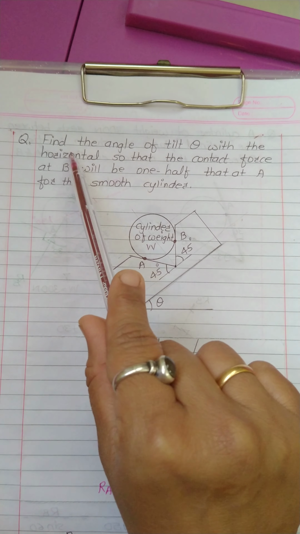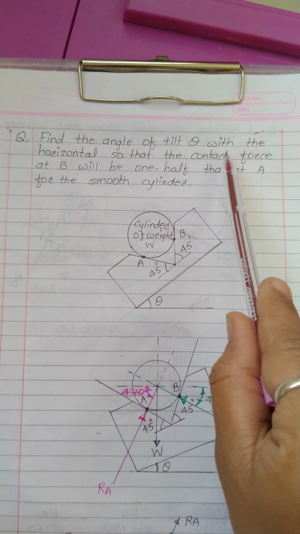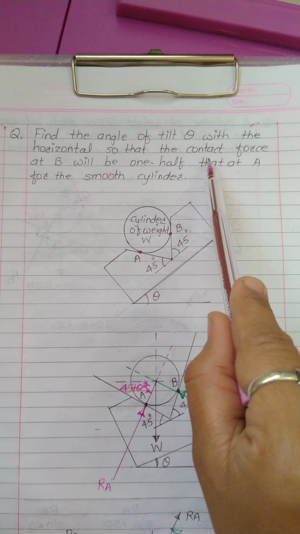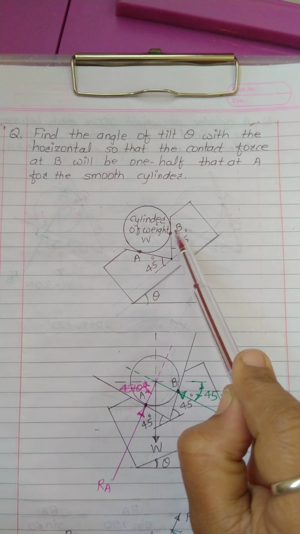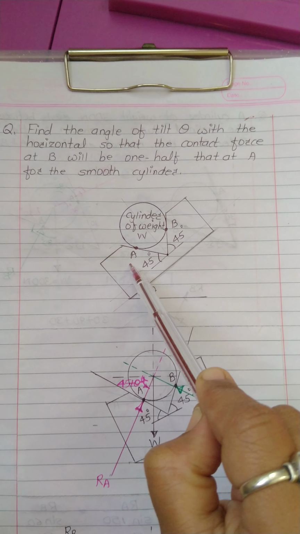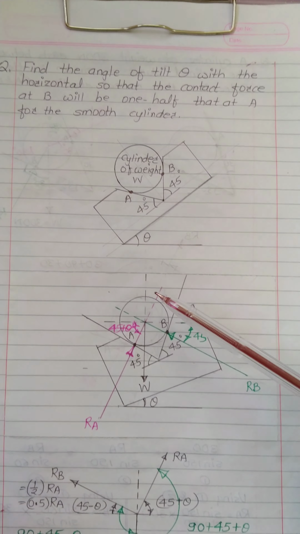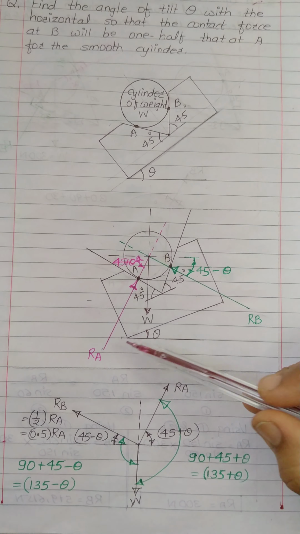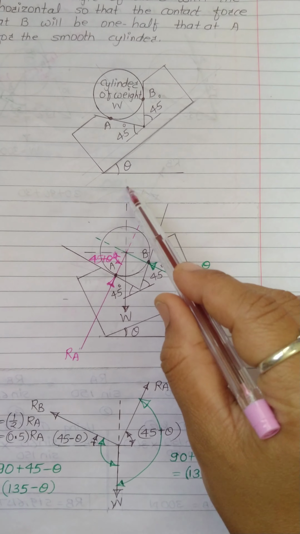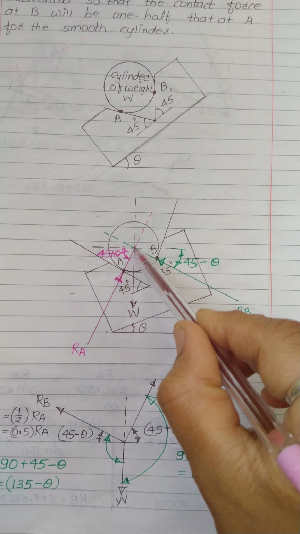Now look, the numerical is: find the angle of tilt theta with the horizontal so that the contact force at B will be 1/2 of the contact force at A for the smooth cylinder. Now look, we have to draw the sketch. This is the reaction RA. Now I will consider this as the x-axis and this as the y-axis. All forces are meeting at this common point.